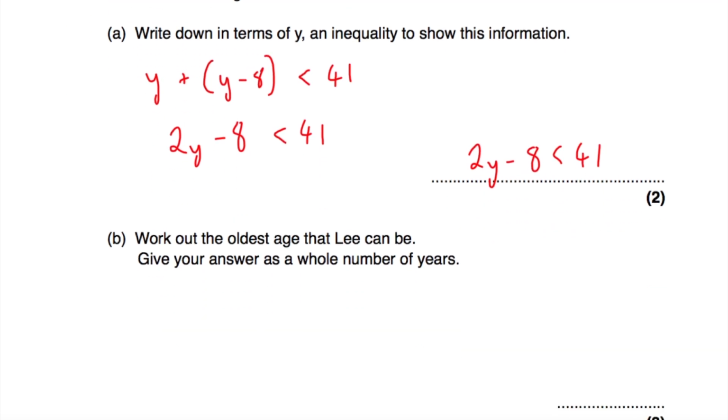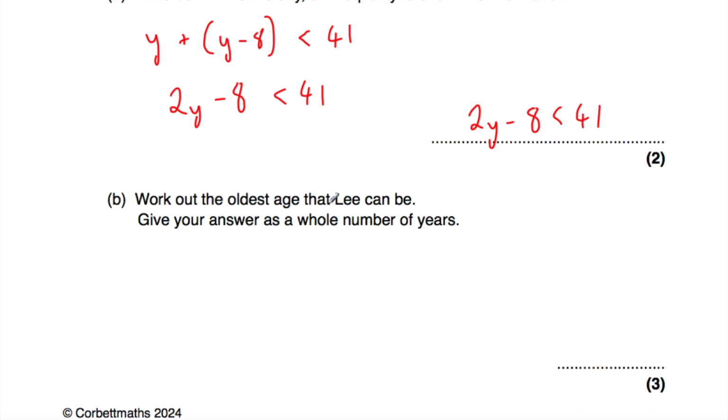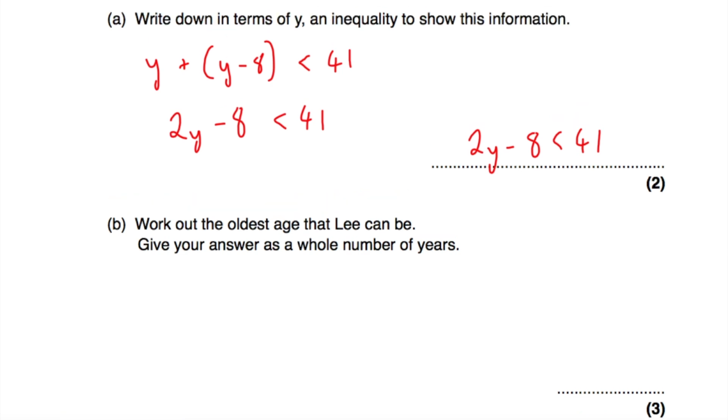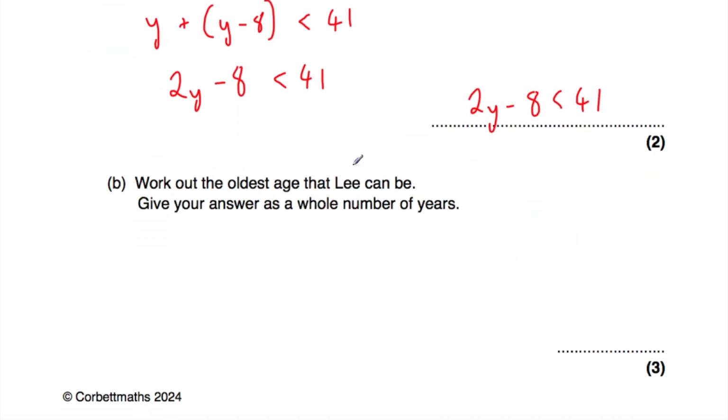And then part B. Part B says work out the oldest age that Lee can be, and to give our answer as a whole number in years. So remember that Lee is y years old, so Lee is y. So let's solve this inequality, and then we'll be able to find the oldest age he could be. So if we want to solve this inequality, let's get rid of the minus 8.